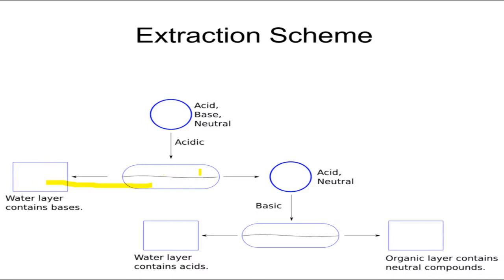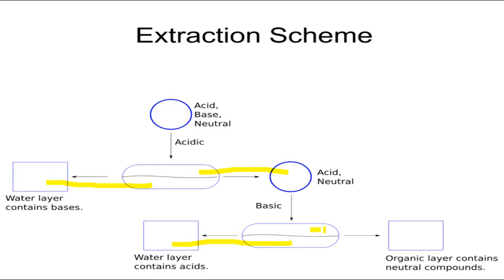The top layer, however, has both acid and neutral. What do you do? You make it basic. And acids, when you make them basic, turn into an ion. When they're an ion, they will be in the water solution. The water is on bottom, let's say the organic layer is on top. So again, you have acid and neutral, you make it basic. Acid turns into an ion. Acid will be in the water solution. You will separate them because oil and water separate easily. So your water layer will contain your acids. You have now separated the bases and the acids.